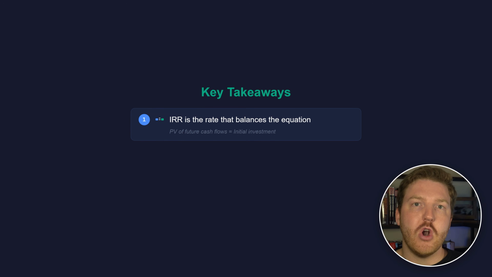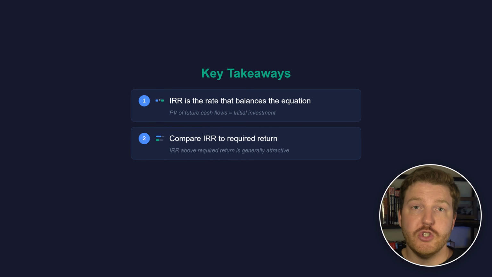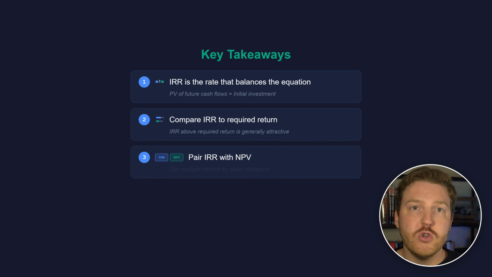So remember, IRR is the discount rate that makes the present value of future cash flows equal to the initial investment. You compare it to your required return to judge whether an investment generally creates value, but IRR should usually be used alongside other metrics like NPV.